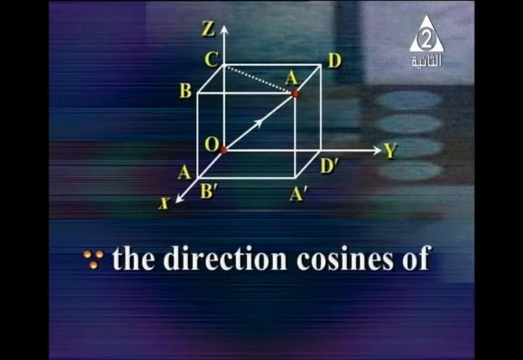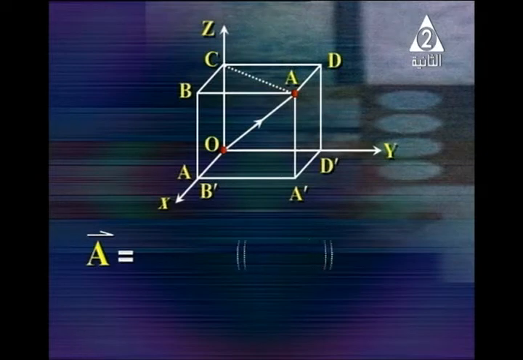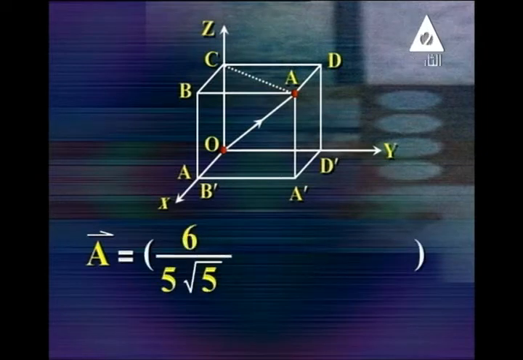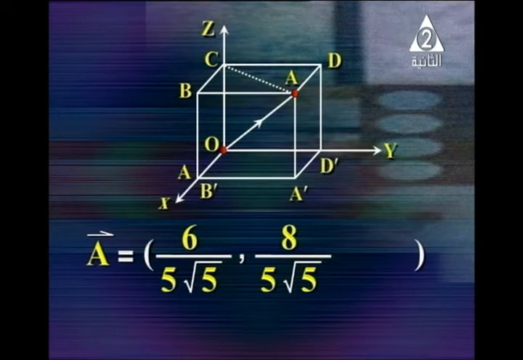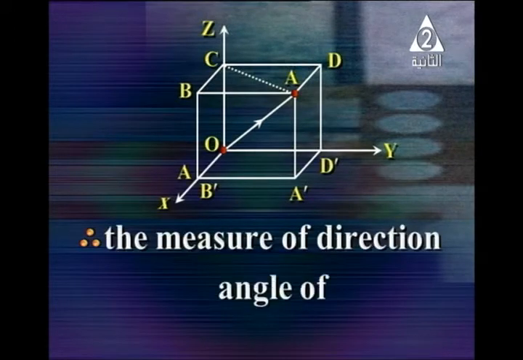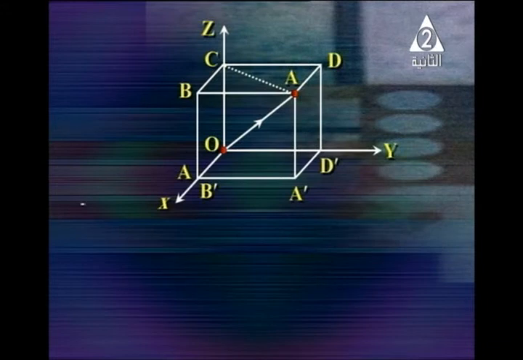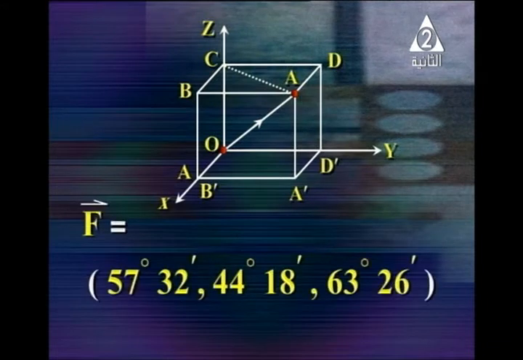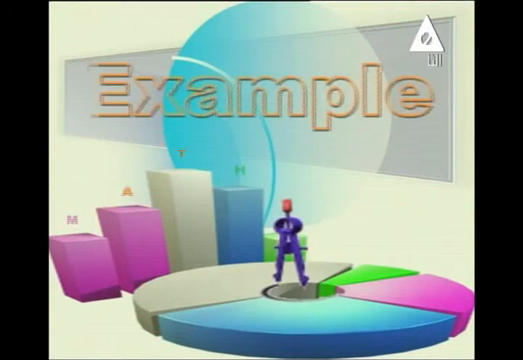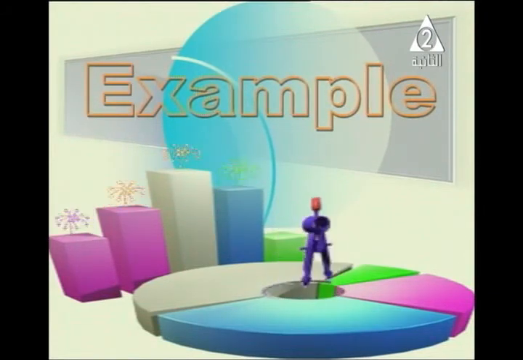Direction cosines. We know that the unit vector equals 6 over 5 root 5, 8 over 5 root 5, 1 over root 5. What is the measure of the direction angles of vector F, by using the calculator? 57 degrees 32 minutes, 44 degrees 18 minutes, 63 degrees 26 minutes. This is the direction. Another example.